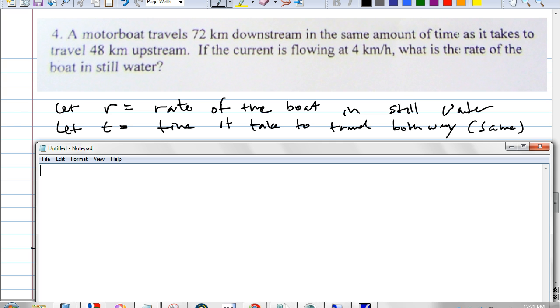Yes? The t represents the time it takes me to go downstream and also to go upstream. Am I not traveling the same amount of time? Yes, guys? All right, so write this down.